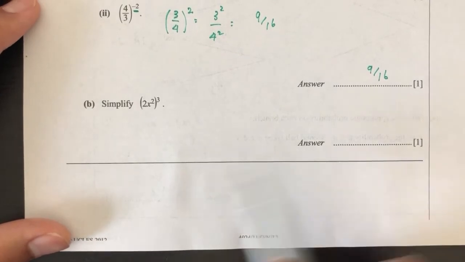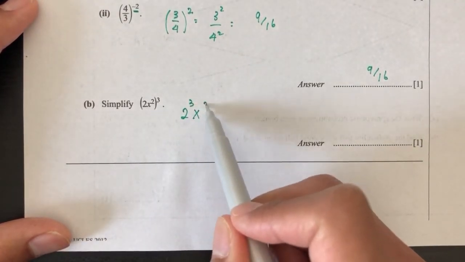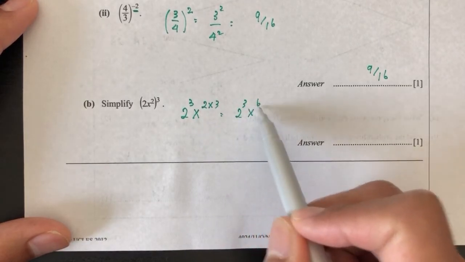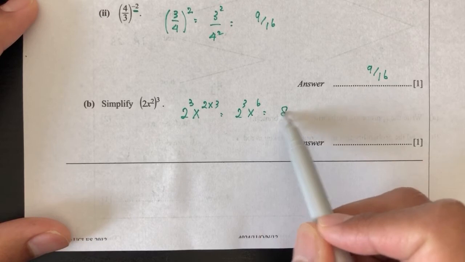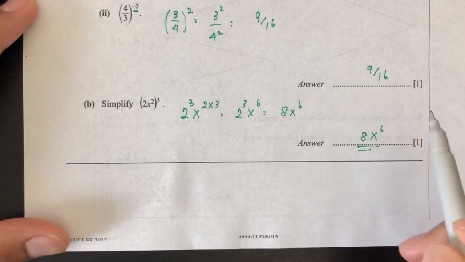Now, part B, you have to bring the power inside. 2 power 3, 2 times 3. That will be 2 cubed, x cubed, x to the 6, which is 8x to the 6. So that is your answer for part B.